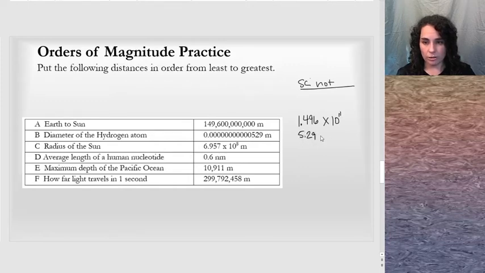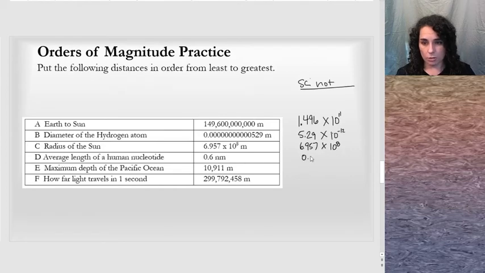This you may already know because it was the example in the previous slide. Let's do this. Double check. 3, 6, 9, 12, negative 12. All right, so there's that. Diameter of the hydrogen atom, 3, 6, 9, 12. There we go. Okay, this one's already in scientific notation, times 10 to the 8th.